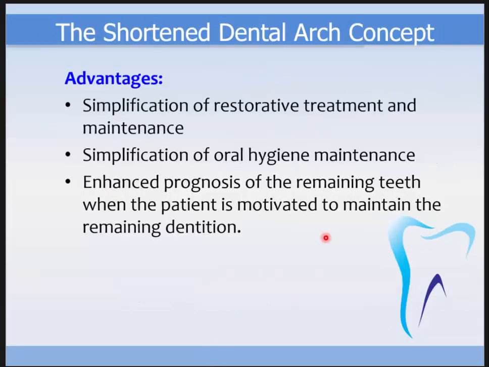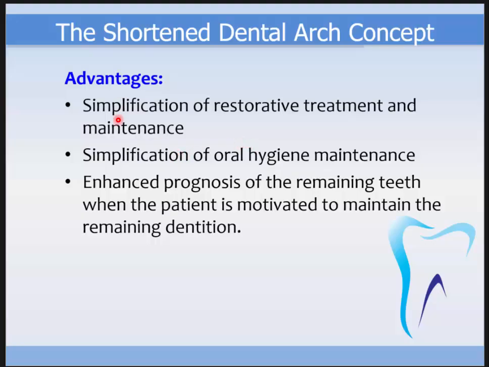When we talk about shortened dental arch, straight away you think about having at least a minimum of 10 occluding pairs, including the anterior teeth. So 10 occluding pairs, 20 functional teeth, from premolar to premolar. What are the advantages? You simplify the restorative treatment and maintenance, meaning you keep the 10 teeth and then you don't provide any prosthetic treatment to restore the missing teeth.